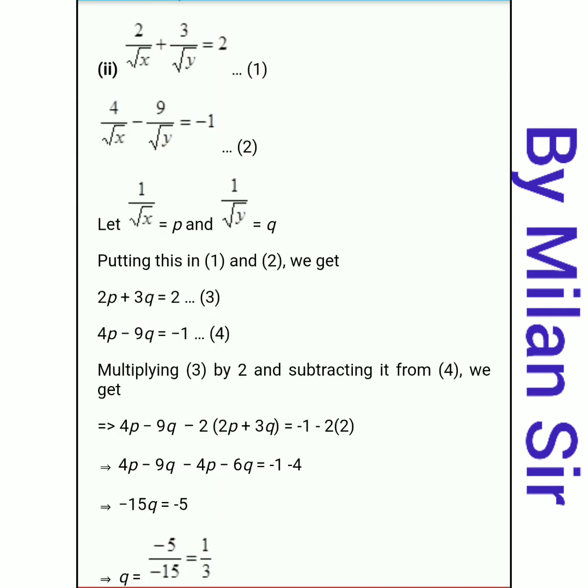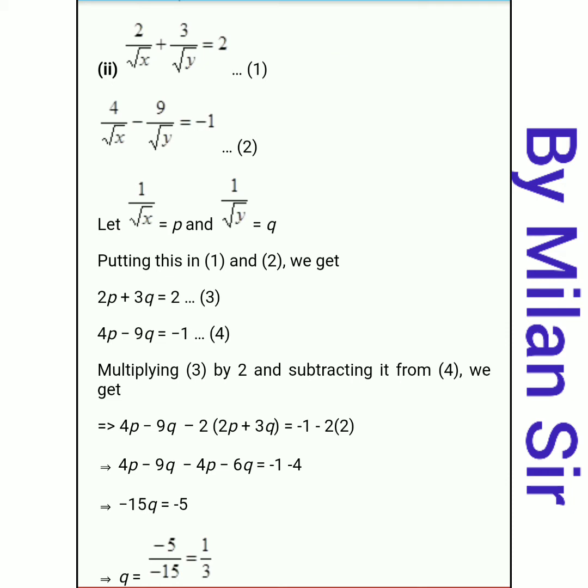Question number 2. Two equations are given. It is 2 upon under root x plus 3 upon under root y is equal to 2. And second equation, 4 upon under root x minus 9 upon under root y is equal to minus 1. Okay. Again, this is not a linear equation. Right? In denominator we have under root x and under root y. This is not a linear equation, but we can reduce it to the linear equation.